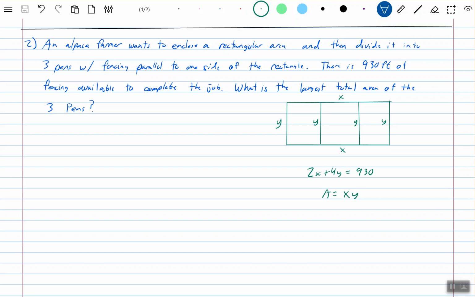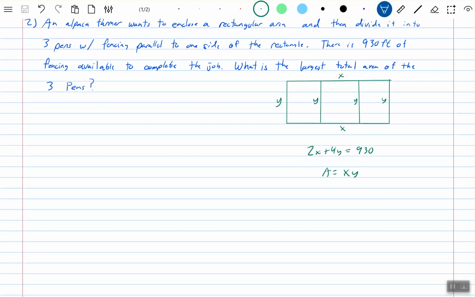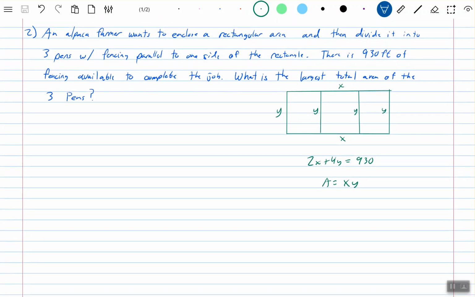That doesn't seem like very fun. So let's solve for x and then do this all in terms of y, shall we? Let's do that. Okay. So from here, we can conclude that x is equal to (930 minus 4y) over 2, which is equal to 465 minus 2y. Alrighty?